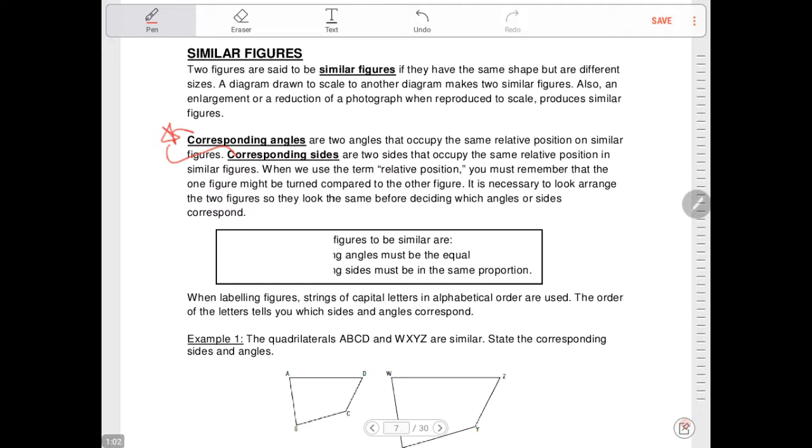Corresponding angles are two angles that occupy the same relative position on similar figures. Corresponding sides are two sides that occupy the same relative position in similar figures. Now, we're going to get into that, so don't worry if that's not making too much sense just yet. But remember here, if we keep moving on, when we use a term relative position, you must remember that the one figure might be turned compared to the other.